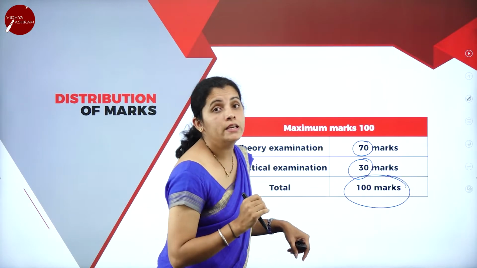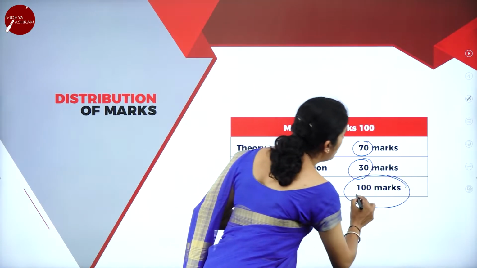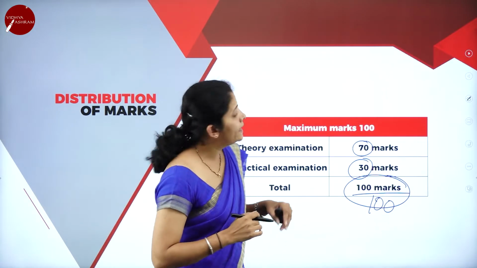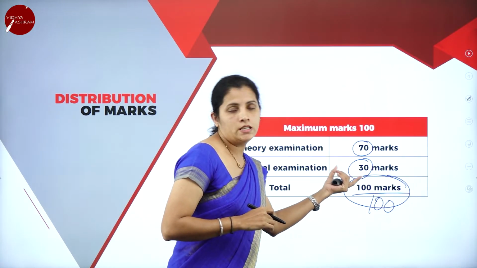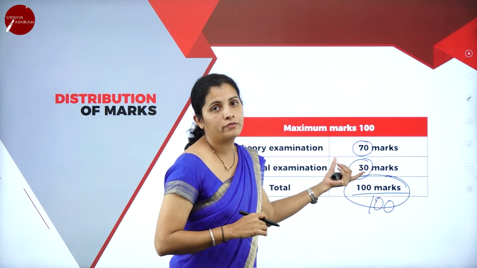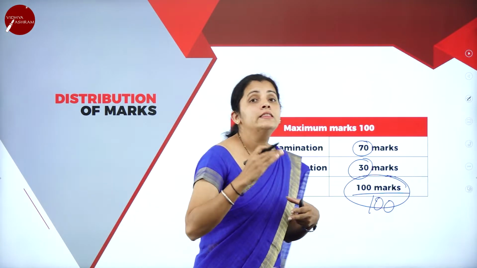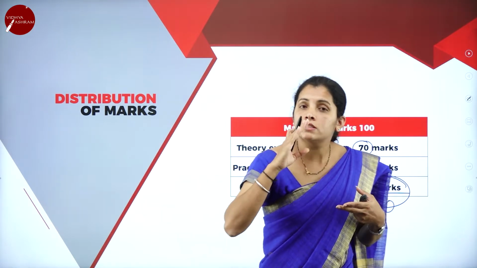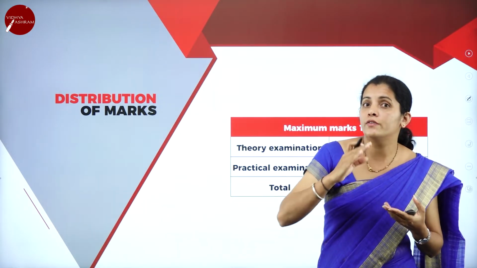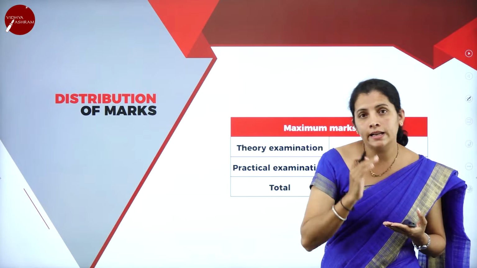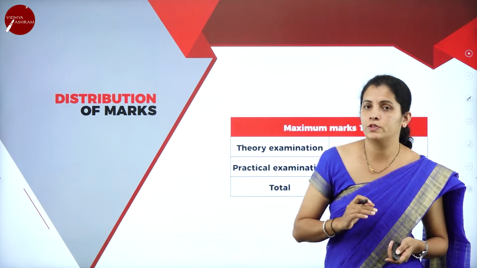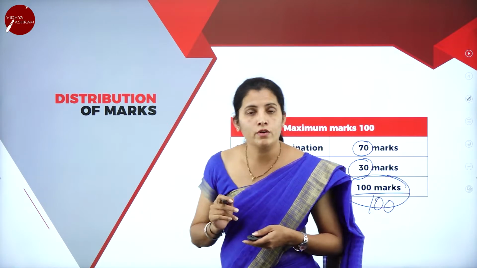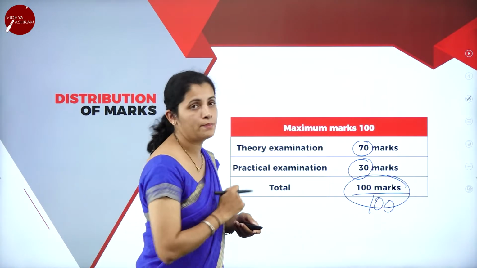And it is very easy to score 100 out of 100, because in our practical exam we can very easily score 30 out of 30, and in the theory subject we can score 70 out of 70 if we follow my guidance as well as instruction. So you can very easily score 100 out of 100 in this subject.